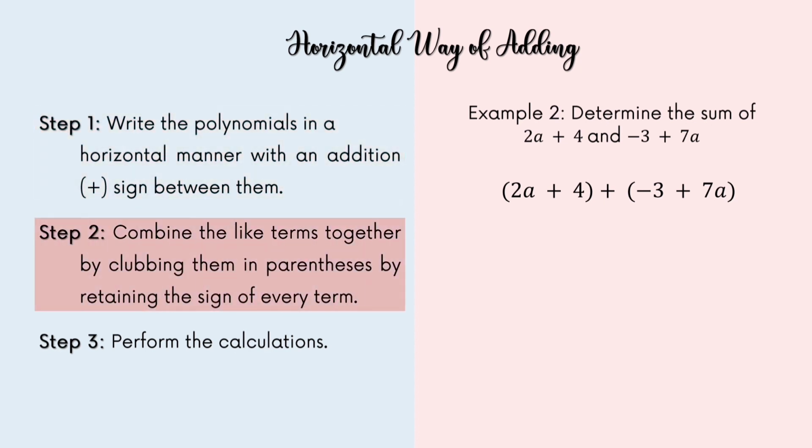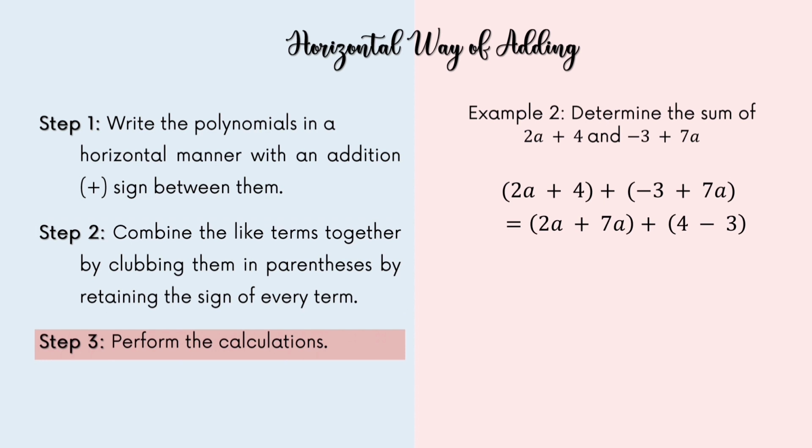And the second step is we are going to combine the like terms by clubbing them in parentheses and retain the sign of every term. So we will have the quantity of 2a plus 7a plus the constant term, which is 4 minus 3. And the last step is perform the calculations, and that is equal to 9a plus 1. Therefore, our final answer is 9a plus 1.